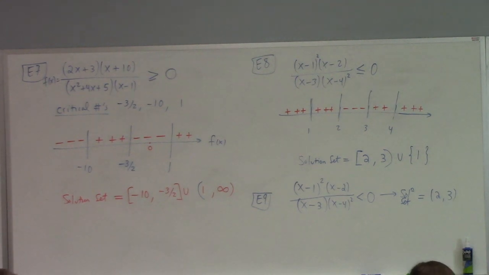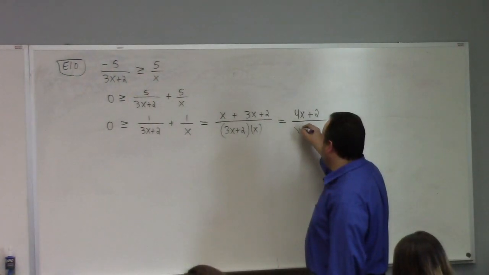Yes, common denominator is the way to go here. So make a common denominator. How do we do that? x times x plus 3x plus 2, over 3x plus 2 times x, right? I multiply x to the one, I multiply 3x plus 2 to the other, and my denominator is the product of the denominators. I think that cleans up a little bit. This is really 4x plus 2 over x times 3x plus 2.